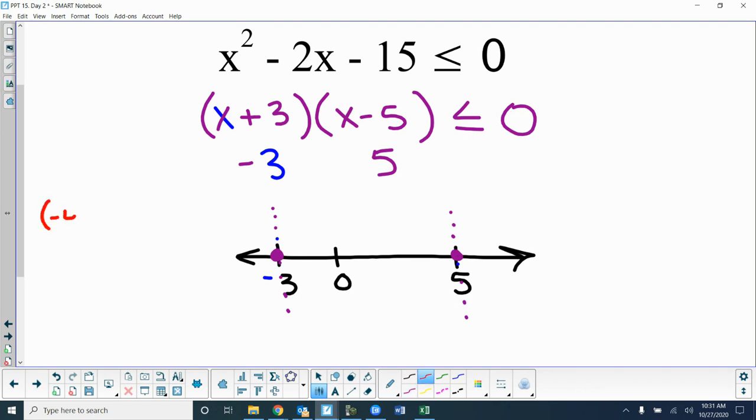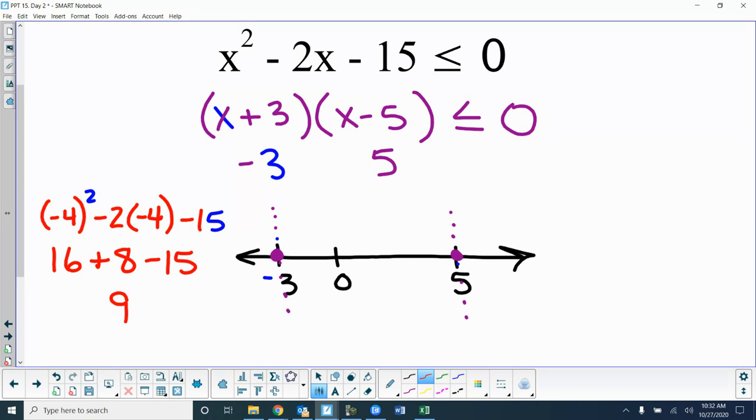So I go negative 4 squared minus 2 times negative 4 minus 15. So that's positive 16 and a positive 8, negative times negative, which is 24, minus 15 is 9. Is 9 less than or equal to 0? No. So I would not draw an arrow towards that direction. That means all the numbers this side of the negative 3 don't work.